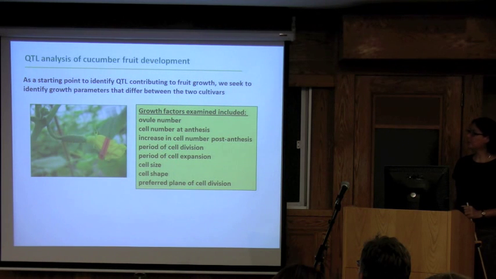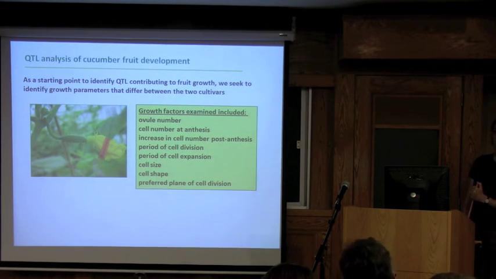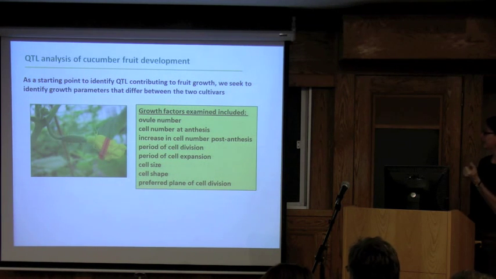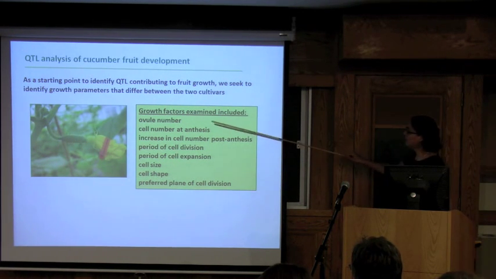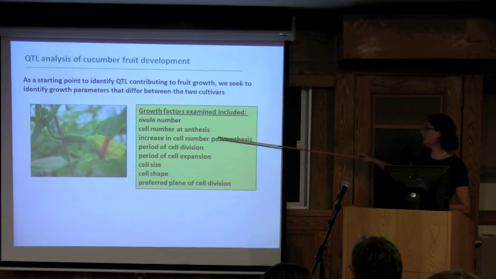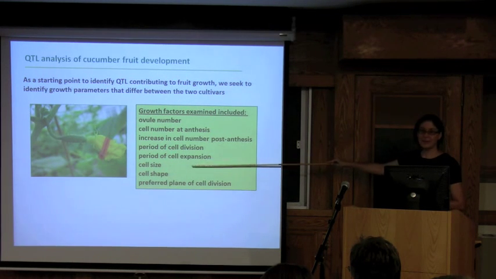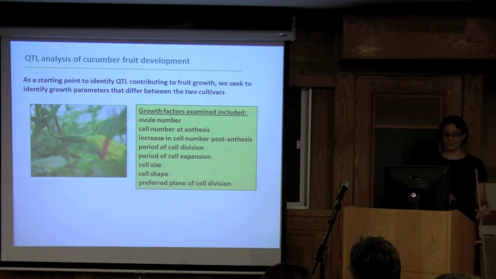So as a starting point to identify separable QTL that can contribute to these differences in fruit size and shape, we sought to identify growth parameters that differ between the 2 cultivars. So factors that we're looking at include ovule number, cell number at anthesis, increase in cell number post-anthesis, period of cell division, period of cell expansion, cell size, cell shape, and preferred plane of cell division.